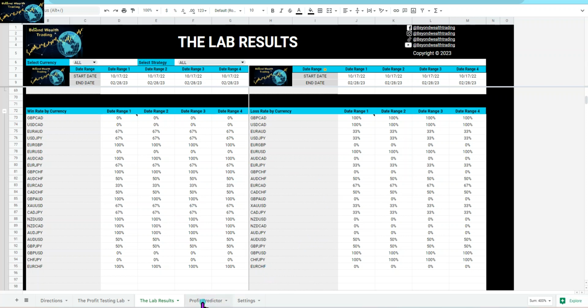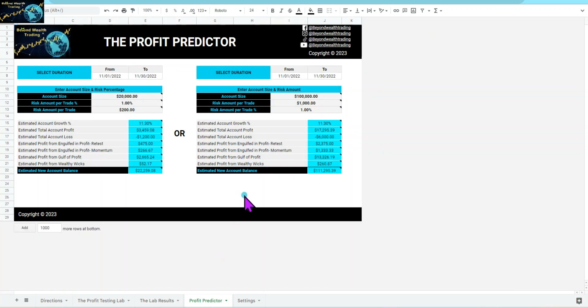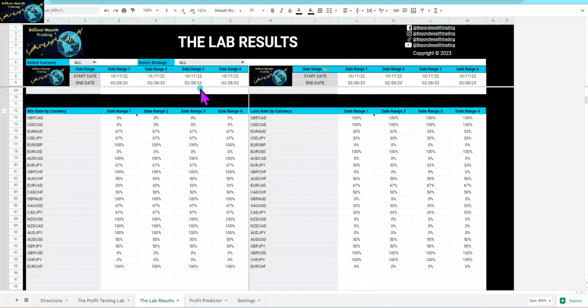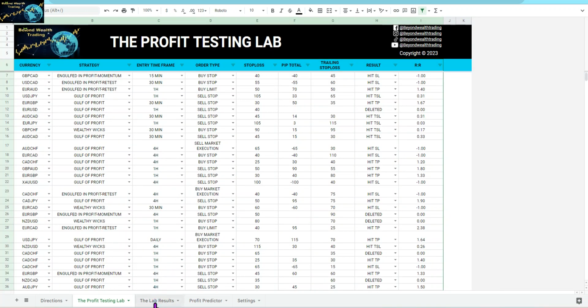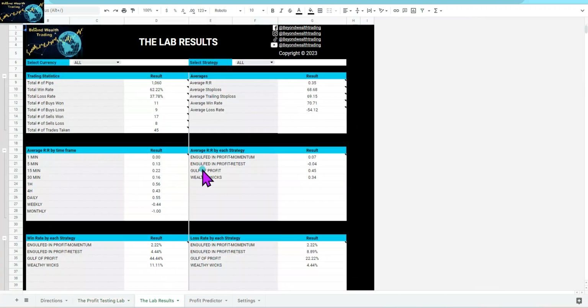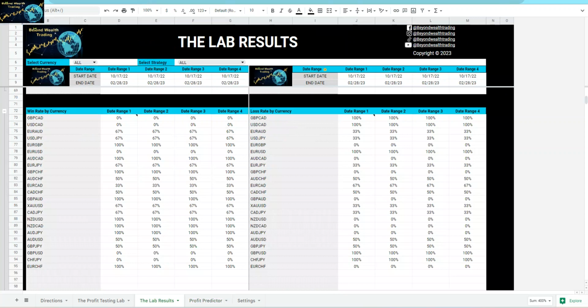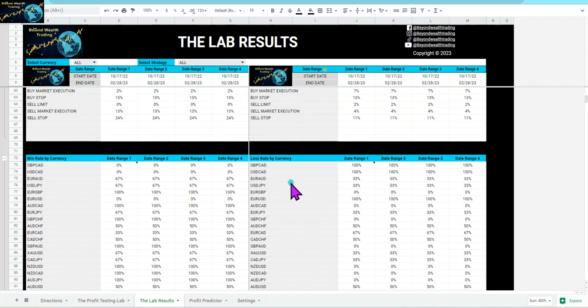Okay. And then also, you will receive within the Profit Testing Lab our Profit Predictor, which allows you to take your back testing results. And again, if you have the one with the dates, you have the option to sort by dates up here. But if you don't, then it just pulls whatever is on your Profit Testing Lab. Same thing with the lab results. You're not going to have the dates up here. I'll just show you how it looks. But you'll get both. You won't have to choose. You'll receive both, so you can use whichever one works best for you and how you back test.